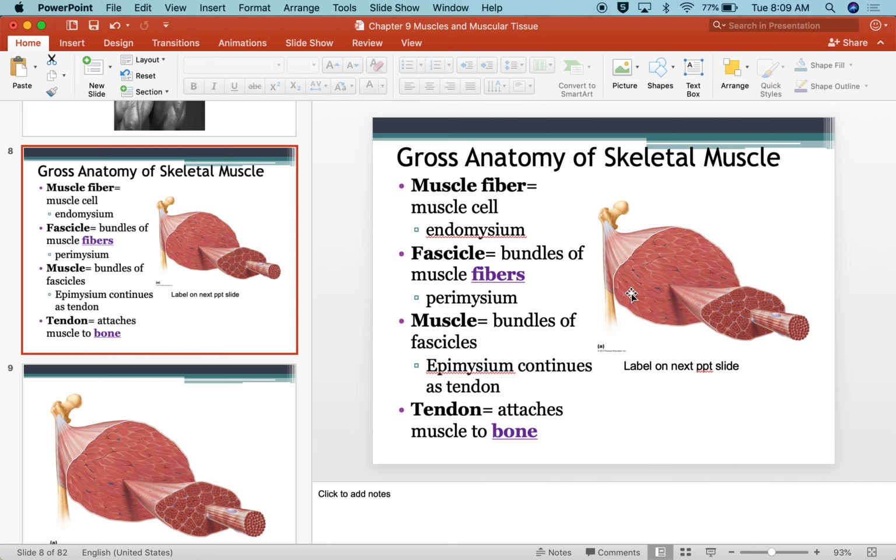And then we get our big muscle here, which are bundles of fascicles. And we have epimysium that covers the outside of your actual muscle, and it collects at the end to become the tendon. The tendon is what attaches the muscle to the bone.